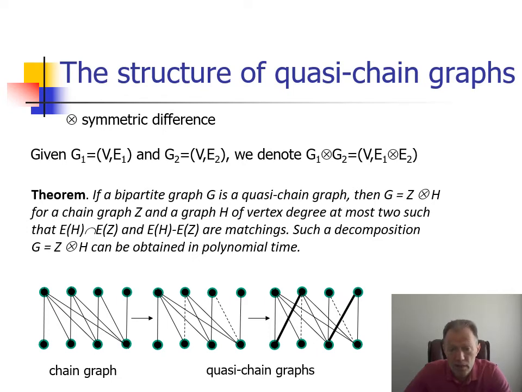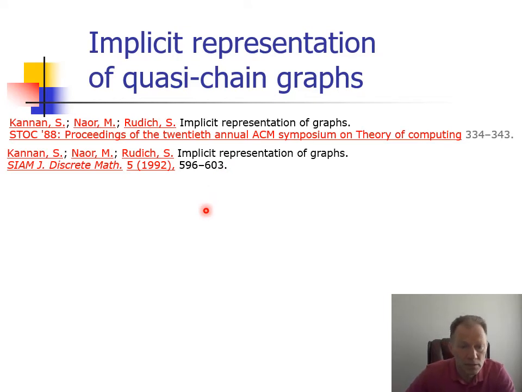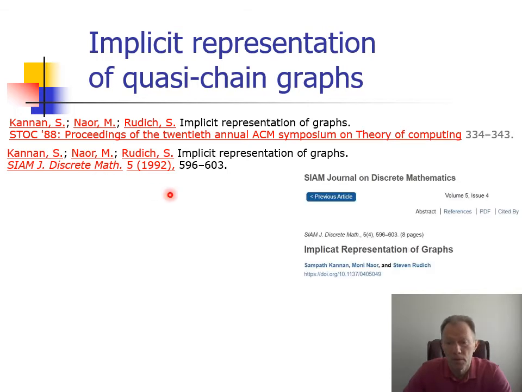I mentioned already that we derived several positive results based on this structural characterization. The first of them deals with the notion of implicit representation of graphs. This notion was introduced by these three people, first in a STOC paper, then in another paper, an extended version of which appeared in the SIAM Journal on Discrete Mathematics. It is interesting that the journal's website contains a typo in the title of the paper.